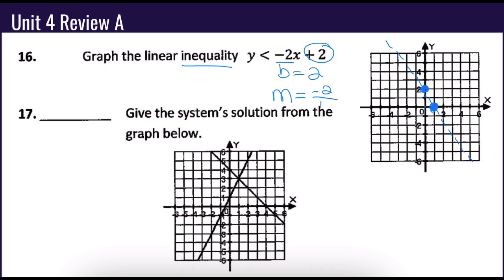Now we need to figure out shading. Are we shading above or are we shading below? Well, that comes into, is y less than or is y greater than? If y is less than, we're going to shade below the line. If y is greater than, we're going to shade above the line. And in this situation, y is less than, so we are going to shade below.